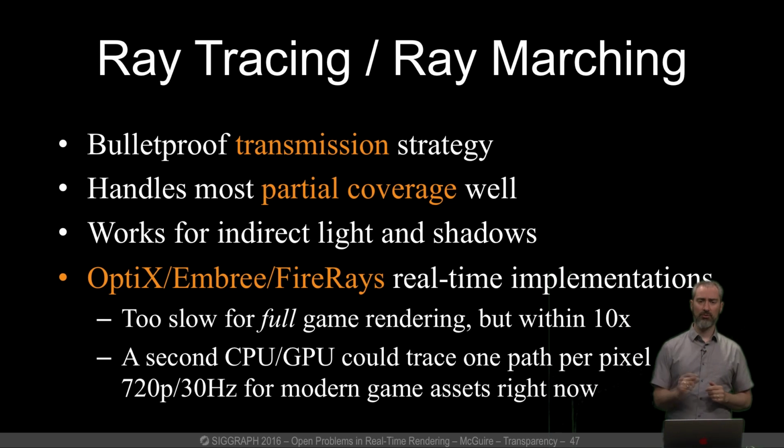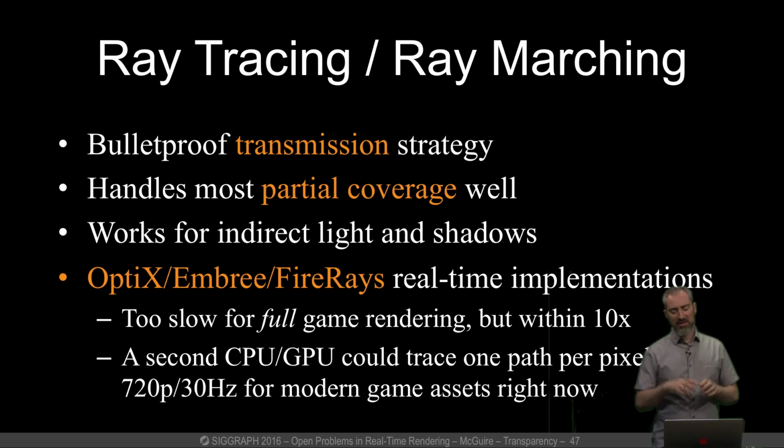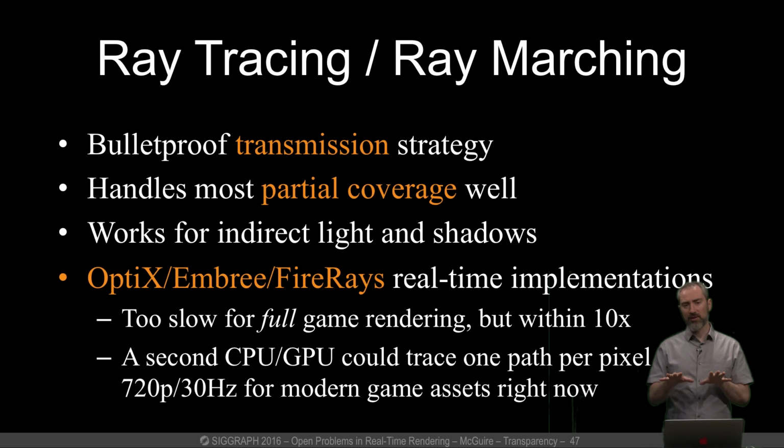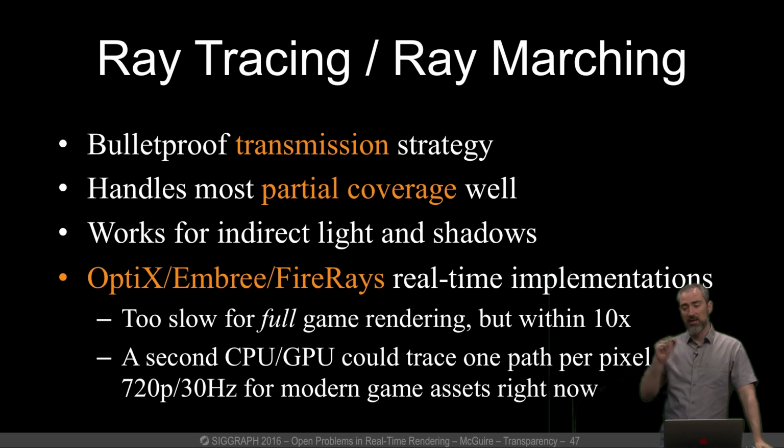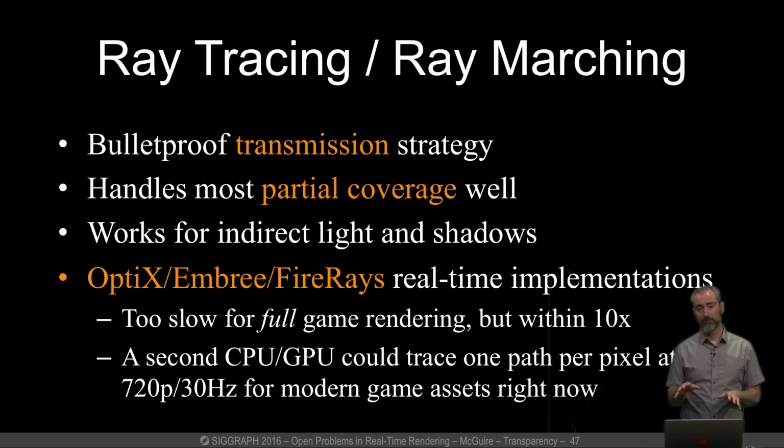I profiled all 3 of these APIs recently, and they obviously have different performance depending on the GPU or the CPU, but for all of them, if you took your favorite game platform, so like a PlayStation 4, and you took a second PlayStation 4 and put it next to it, and the second one only had to cast 1 primary ray per pixel, and only had to do it at 720p and 30 Hz, if you filled that second machine with that workload, you actually could ray trace modern game assets today.